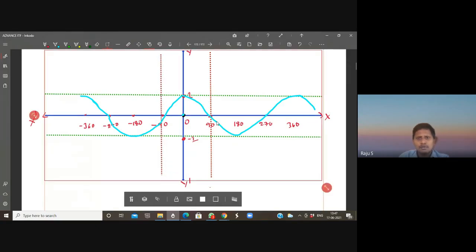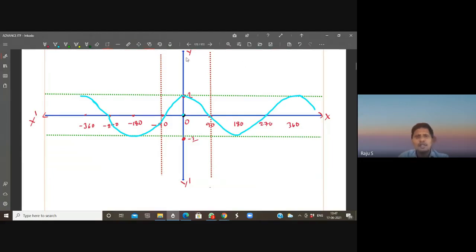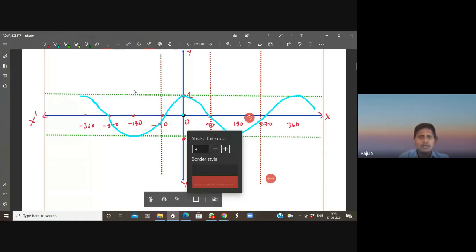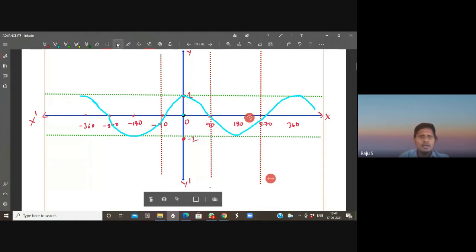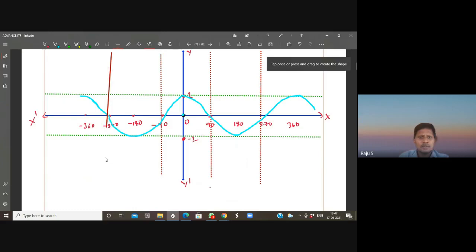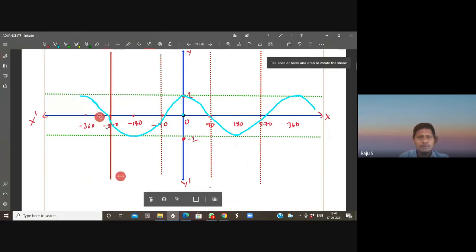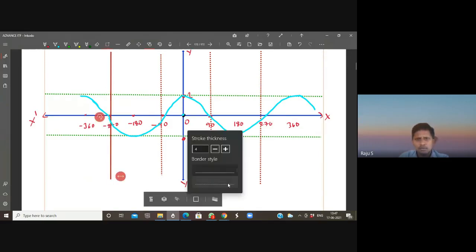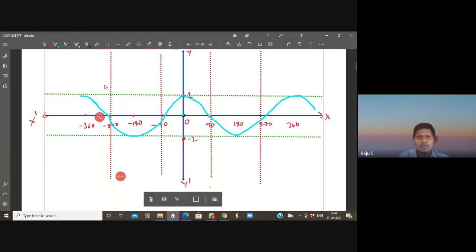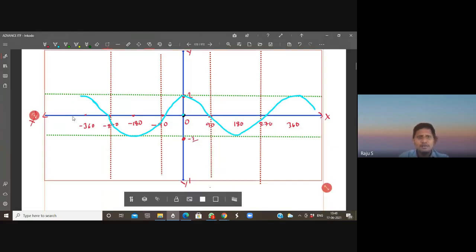Then next, in the same way, 270 also. 90 and 270. What about the 270 value? Same, undefined. Yes or no? Undefined, as well as minus 270 also, it is undefined. Maybe plus infinity or minus infinity, it is undefined.